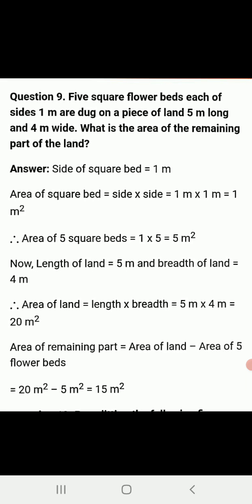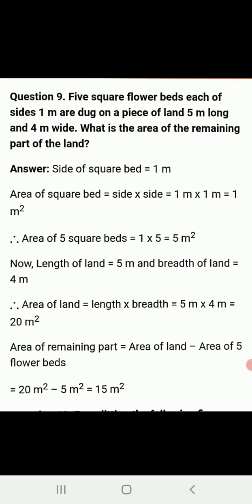So first we will find the area of the square bed. Since it is in square shape, it is side into side. So 1 into 1 is 1 meter square. So how many flower beds are they making? They are making 5 square flower beds. So 5 into 1 will be 5. So 5 meter square of area is used for making the flower beds.